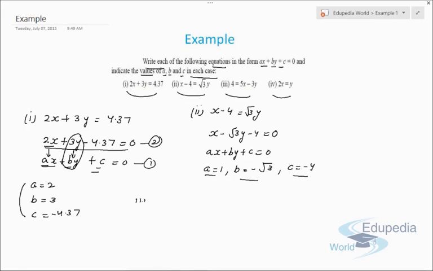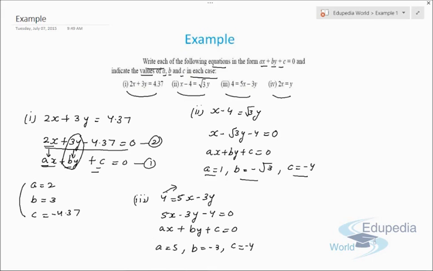Now the third equation is 4 equals 5x minus 3y. Now if we move this number 4 to the right hand side, we get 5x minus 3y minus 4 equals 0, which is the form of the equation ax plus by plus c equals 0. So we get a as 5, b as minus 3 and c as minus 4.